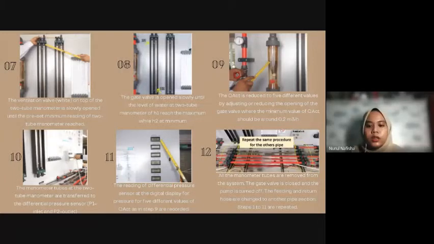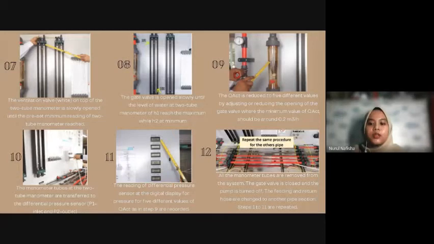Step 10. The manometer tubes at the 2 tube manometer are transferred to the differential pressure sensor, where P1 is the inlet and P2 the outlet. The bubbles are ensured to be not present in the system by opening the ventilation valve at the differential pressure sensor prior to recording the reading of the differential pressure sensor at the digital display for pressure for 5 different values of Q actual. Next, the ventilation valve is closed if there are no bubbles present, and the Q actual, the temperature, and the differential pressure reading are recorded. Next, all the manometer tubes are removed from the system.